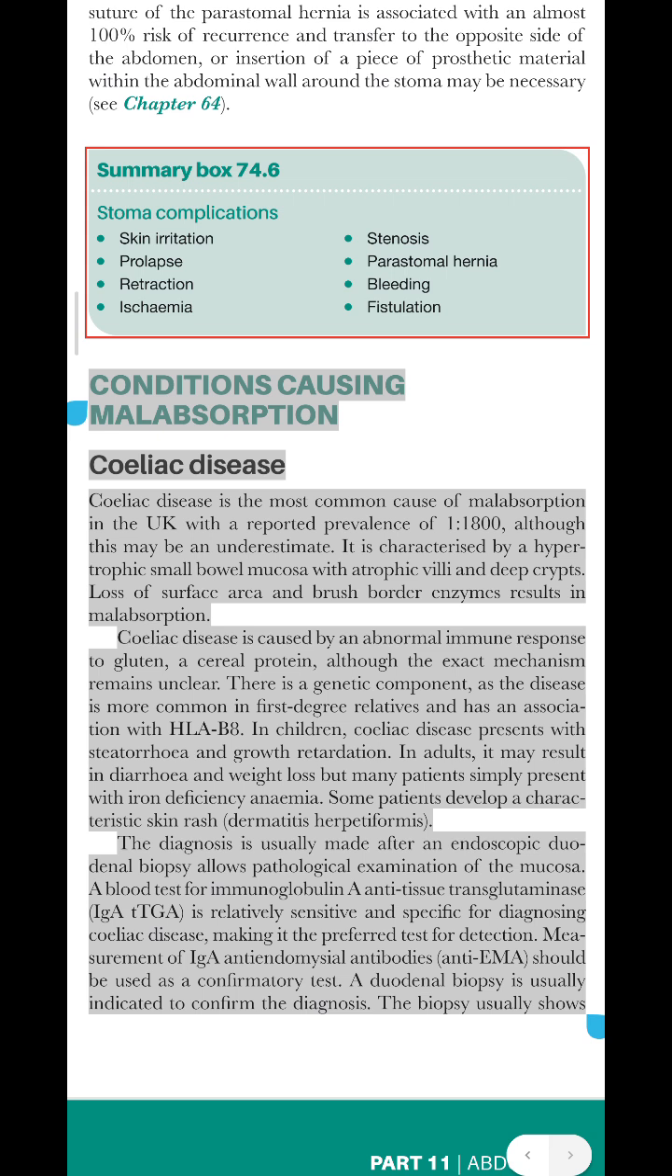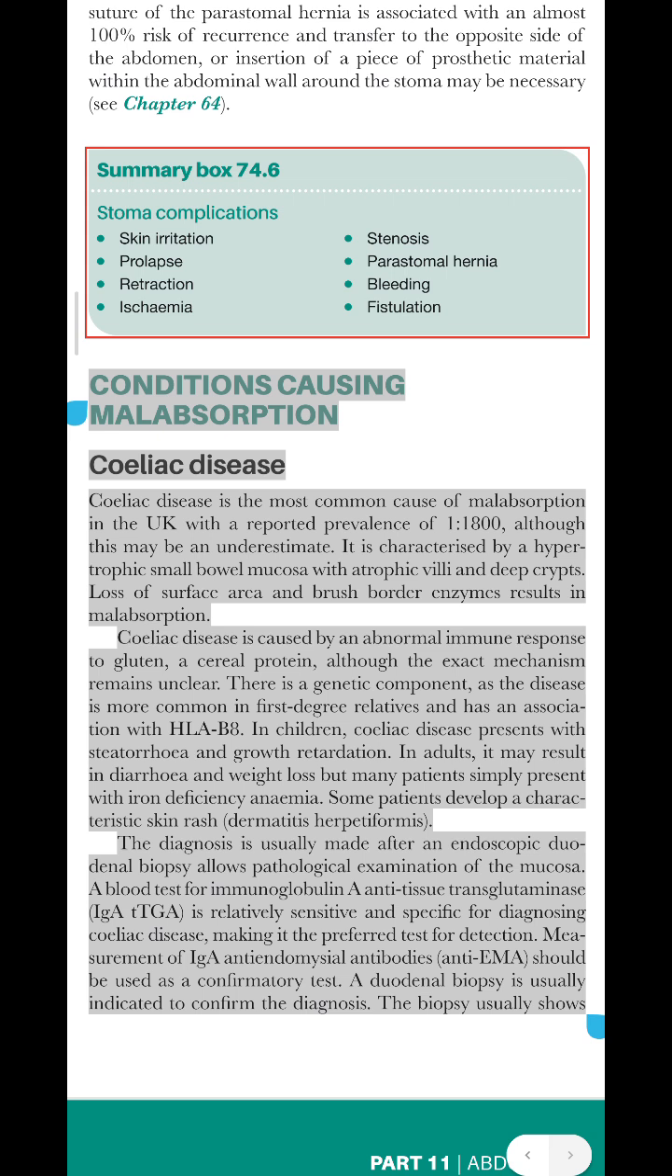Conditions causing malabsorption. Celiac disease. Celiac disease is the most common cause of malabsorption in the UK with a reported prevalence of 1/1800, although this may be an underestimate. It is characterized by a hypertrophic small bowel mucosa with atrophic villi and deep crypts. Loss of surface area and brush border enzymes results in malabsorption.